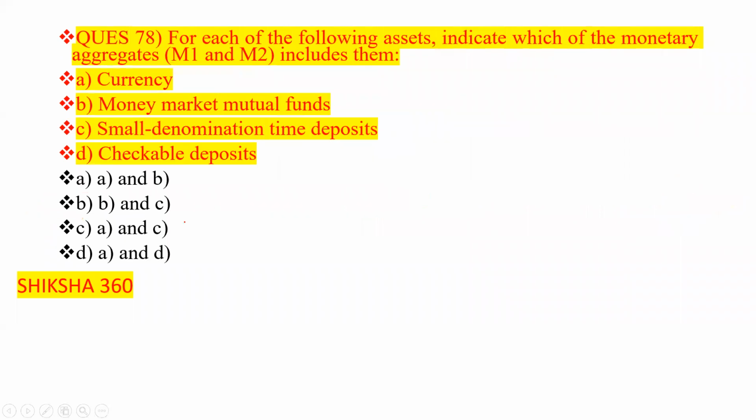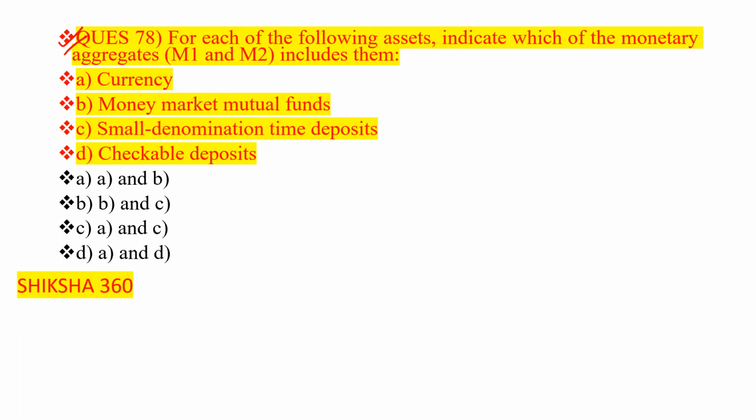Now move to the next question. Question number 78. For each of the following assets, indicate which of the monetary aggregates, M1 and M2, includes them. First one is currency. Second one is money market mutual funds.